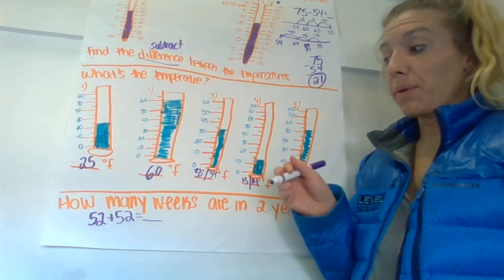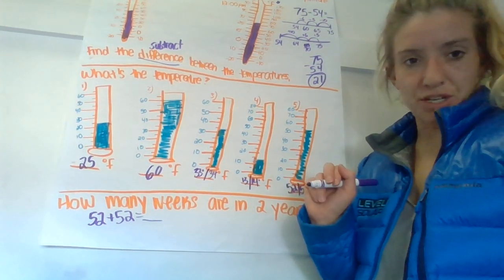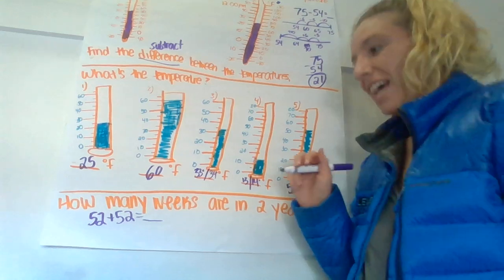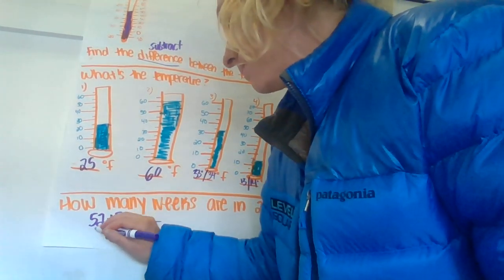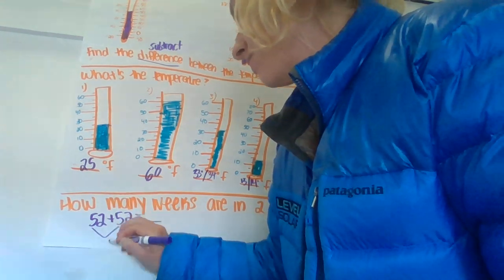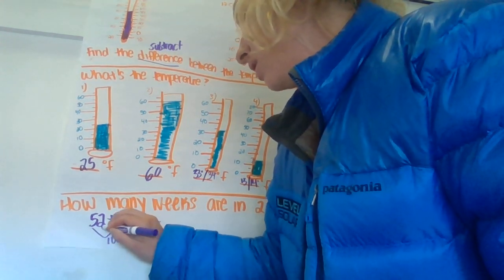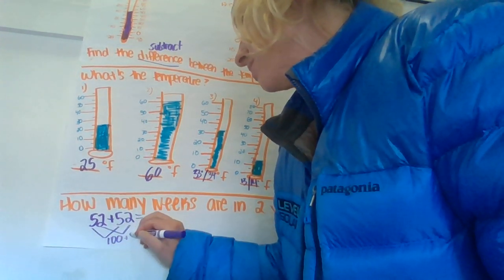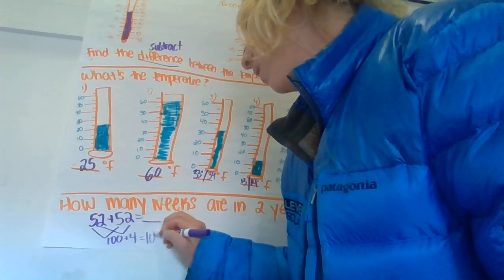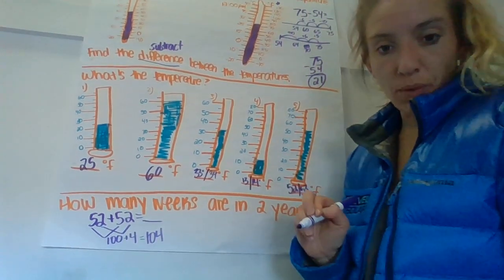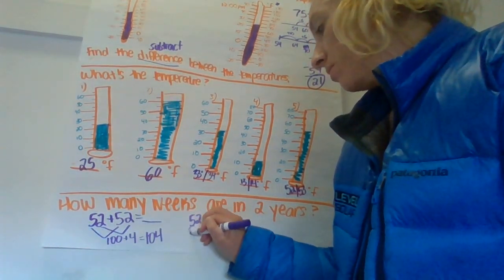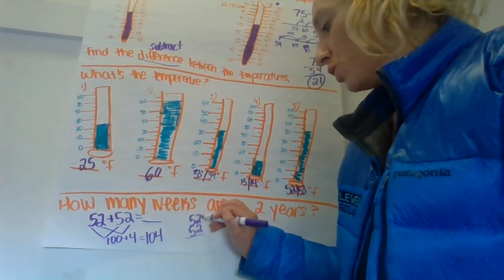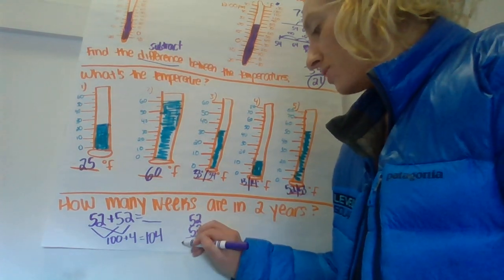Now, there are a bunch of different ways that I could solve this problem, so I'm going to show them all to you. One way that would be pretty easy is splitting. 50 plus 50 is 100. 2 plus 2 is 4. 100 plus 4 is 104. You could also use the algorithm. 52 plus 52. 2 plus 2 is 4. 5 plus 5 is 10.